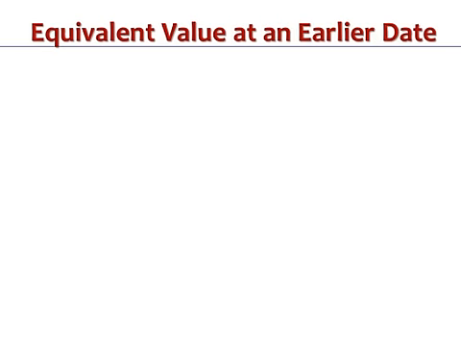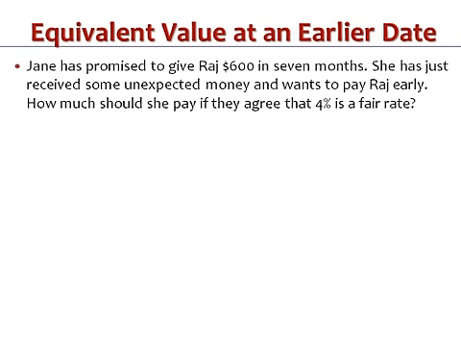Now let's look at it going to an earlier date instead. Let's say Jane had promised to give Raj $600 in 7 months, and she's just received some unexpected money and wants to pay him back early. Okay? So what should she pay if they agree that 4% is a fair rate? She's paying him early, so she probably shouldn't give him the full amount because he can go and deposit what he gets today and earn interest, and that'll bring him up to the full amount.